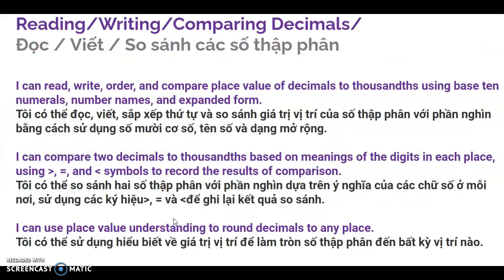Okay. This week we will be practicing reading, writing, ordering, and comparing place value of decimals to the thousandth using base 10 numerals, number names, and expanded form. We also will be comparing two decimals to the thousandth based on the meaning of the digit in each place using the greater than, less than, equals to signs. And we will use our understanding of place value to round decimals to any place.